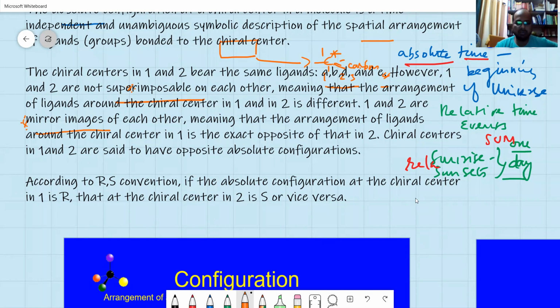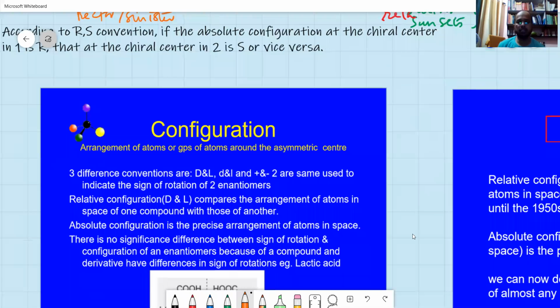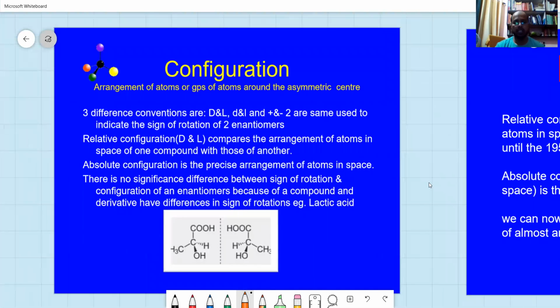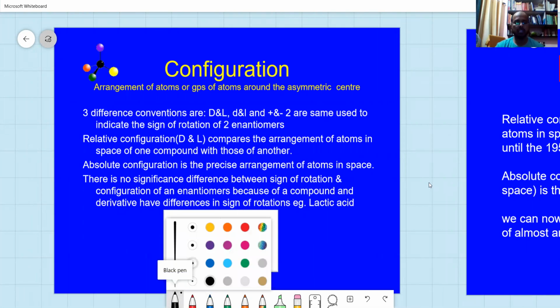The CIP convention means it is called rectus and sinister. Rectus and sinister. And it is an absolute configuration which you are going to see. Just keep in mind that R and S is absolute and D and L is relative. These two are very important. Okay. So here, let me work it out on the slides. The configuration is something which you need to first concentrate on. That is the arrangement of groups in space.